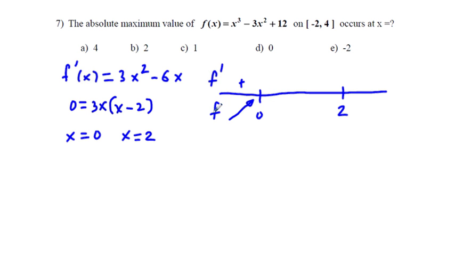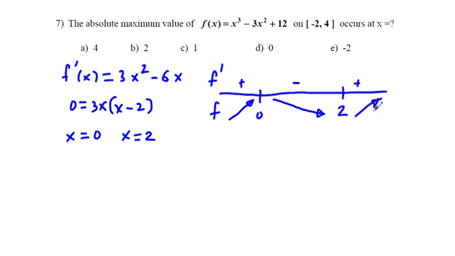And between 0 and 2 is, say, 1. Well, that's going to be 3 times 1, that's positive. 1 minus 2, that's negative. So our function's decreasing from 0 to 2. And then from 2, if we pick a number bigger than 2, say 3, we get positive times positive, which is positive. And so we're looking for relative maximum.